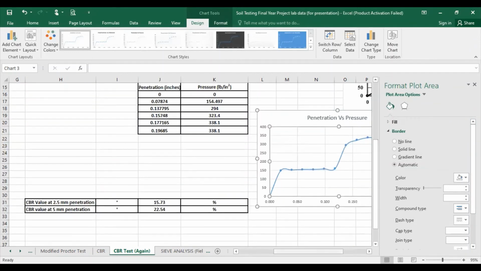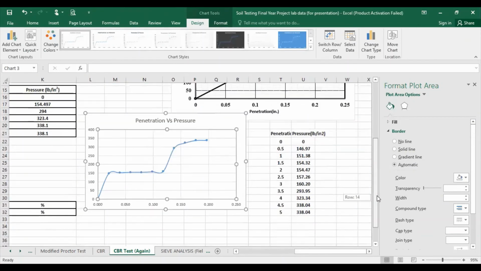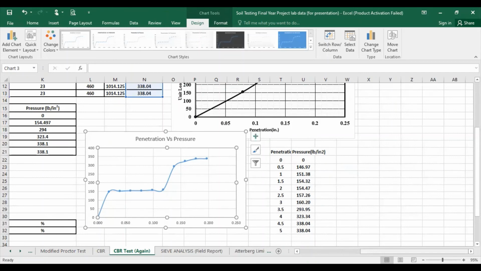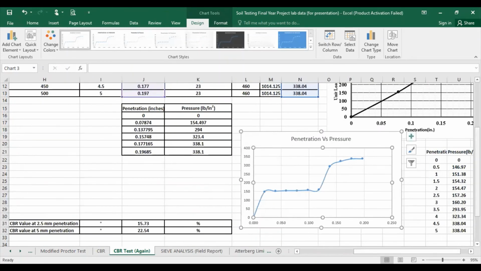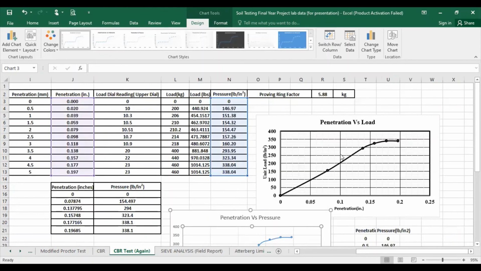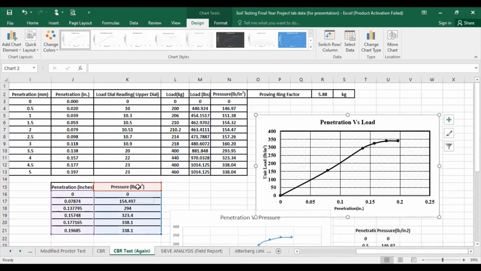There is no difference in the graph, because the increment of the value will remain the same. So there is no big effect, or even a minor effect, on the plotting of the graph. I have taken penetration in inches here, and you can see the graph remains the same. This is the selection of the data: penetration is in inches, and the pressure is in pounds per inch square. If I put the value of penetration in millimeter as well, the graph will remain the same.